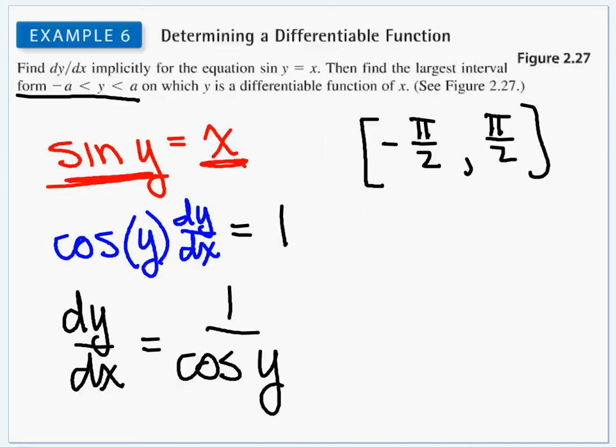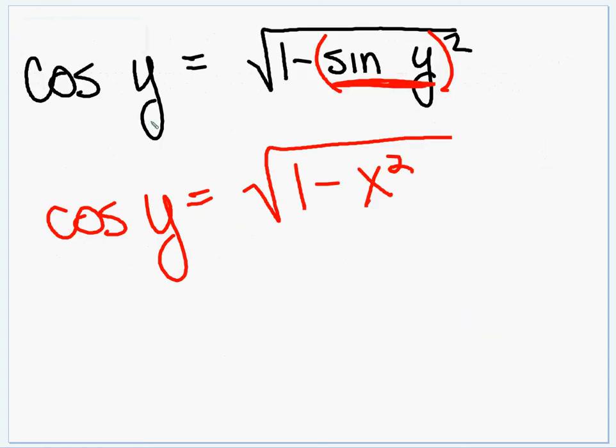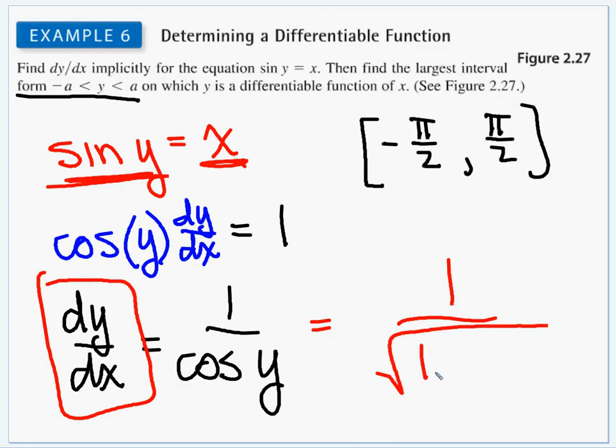So if we go back to here, the derivative with respect to x is 1 over cos of y. Well, we can replace that cos of y with radical 1 minus x squared. There's our derivative with respect to x as a differentiable function of x. Everything is in terms of x. Okay, that was fun.